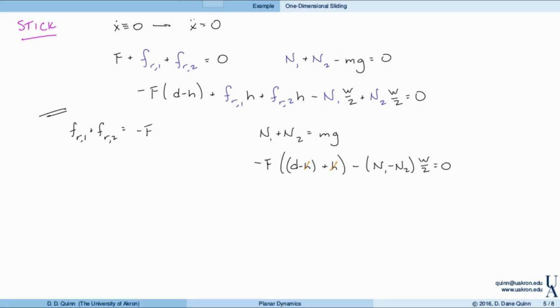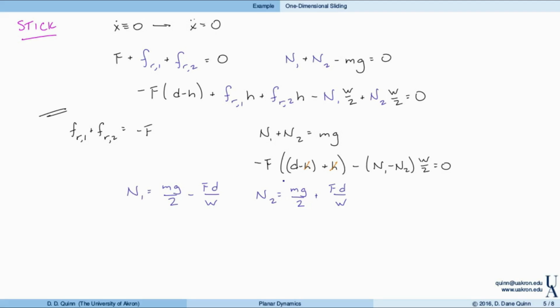So when I do that, I have N1 equals mg over 2 minus F times d divided by w. And I have N2 equals mg over 2 plus F times d divided by w.